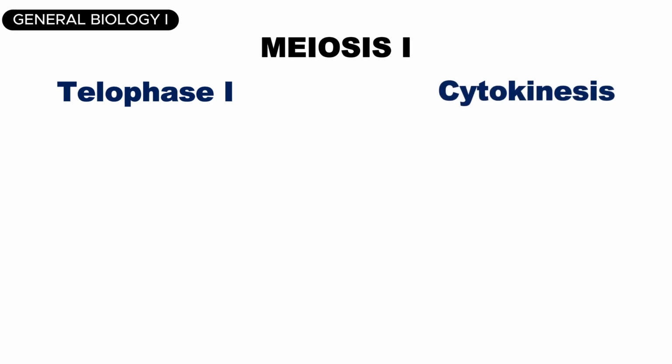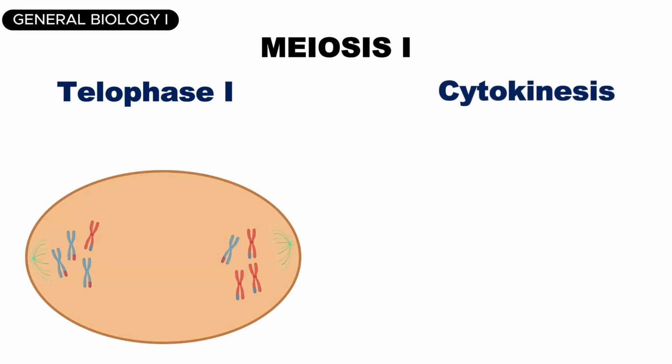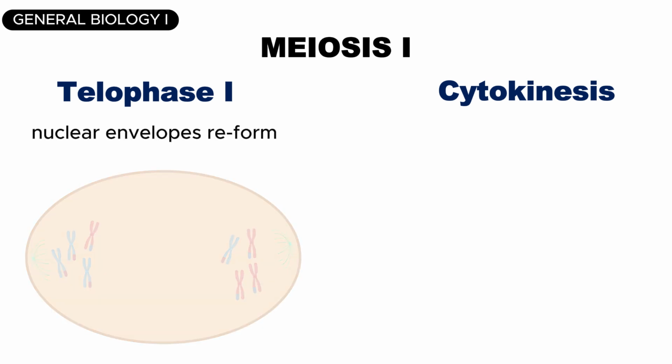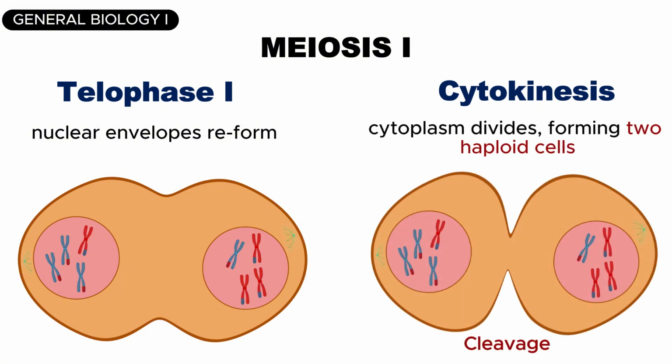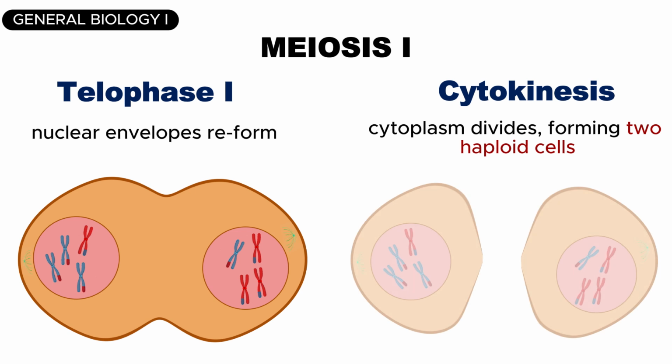The final stages of meiosis 1 are telophase 1 and cytokinesis. During telophase 1, the chromosomes reach the poles and the nuclear envelopes may reform around them. Cytokinesis follows, dividing the cytoplasm and forming two haploid daughter cells. These cells have half the number of chromosomes, but each chromosome still consists of two sister chromatids.